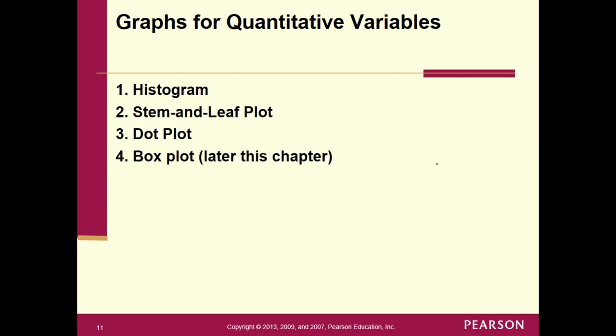Now, today we're going to look at the first three: the histogram, stem and leaf, and dot plot. We can't get to the box plot today. We have to actually talk about other things. But once we talk about those other things, we'll talk about a box plot. But it certainly belongs in this list.